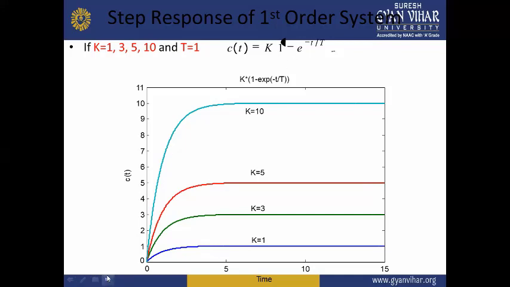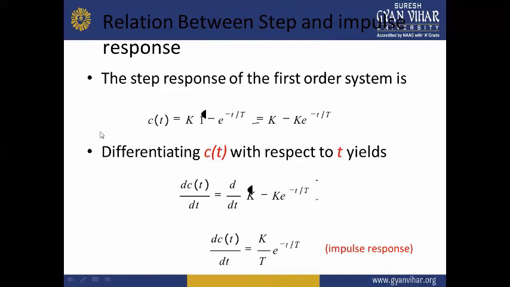Now, what is the relationship between the step and the impulse response? The step response of the first order system C(t) is given by K into 1 minus e to the power minus t by T. It can be written as K into 1 minus e to the power minus t by T.